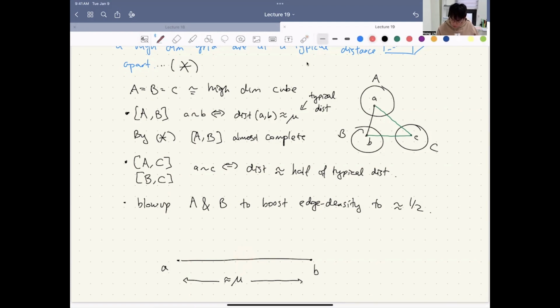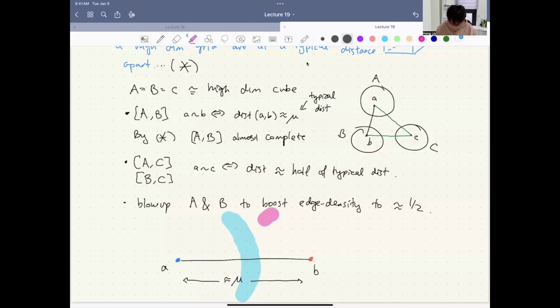So if this is the middle, let me draw some picture. Suppose this is A. How do we know A and C are adjacent? That means C must lie on this small shell, this blue strip, right? It's around half of the typical distance. So this is some error term. This is the width of the strip. C must be here. And C is also adjacent to B. B is here.